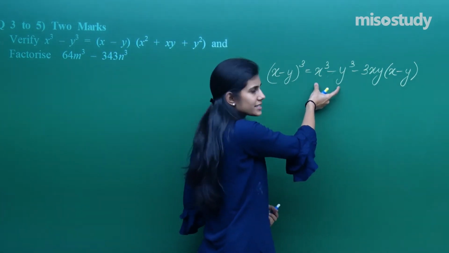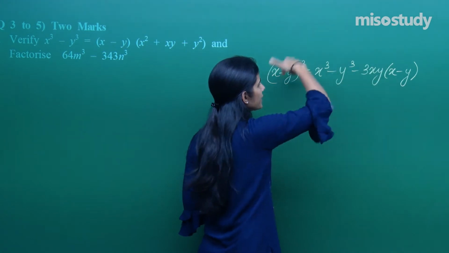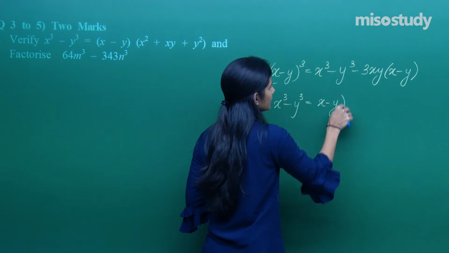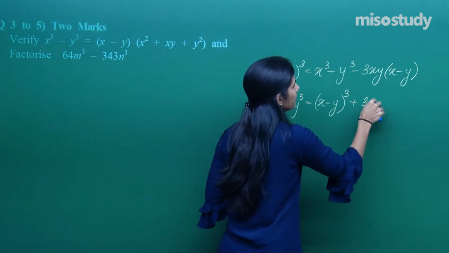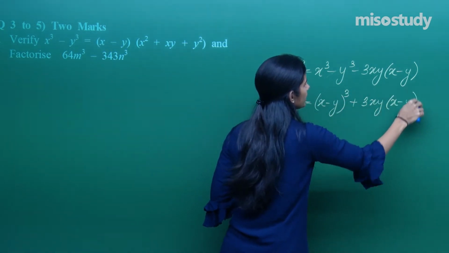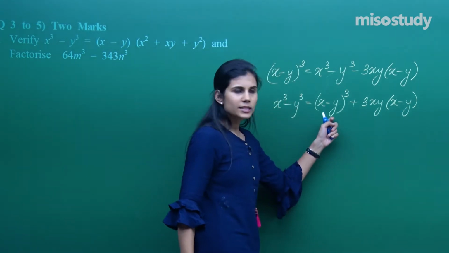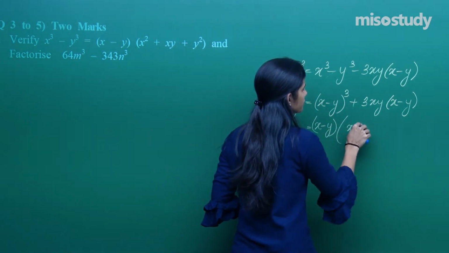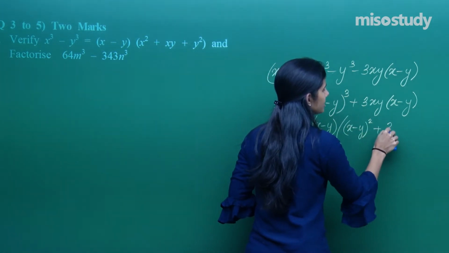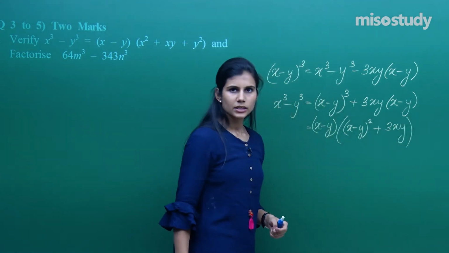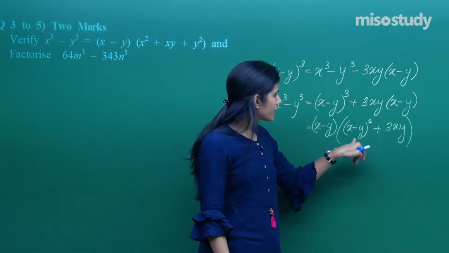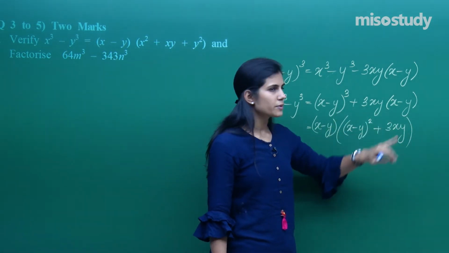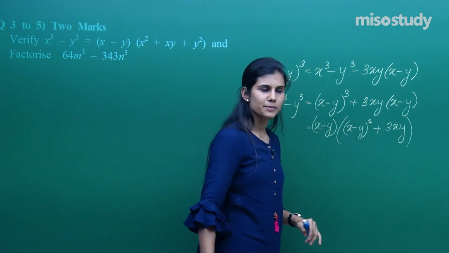I want the expression for x cube minus y cube, so I will leave it as it is and bring everything on one side. So I will have x cube minus y cube equals (x minus y) whole cube plus 3xy(x minus y). Now here there are 3 (x minus y)'s, here there is 1 (x minus y), so I will take out 1 (x minus y) common. I will be left with (x minus y) whole square plus 3xy. Just try to multiply again. (x minus y) into (x minus y) whole square is (x minus y) whole cube, and (x minus y) into 3xy is 3xy(x minus y). So again we are going to get back the same expression.